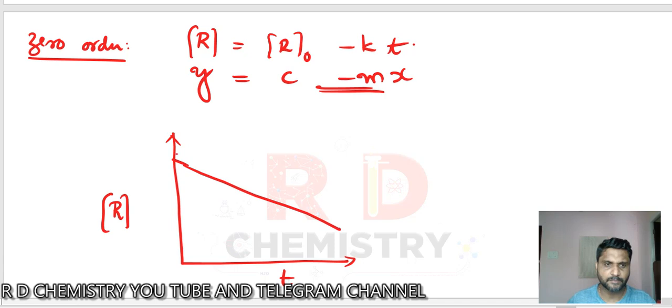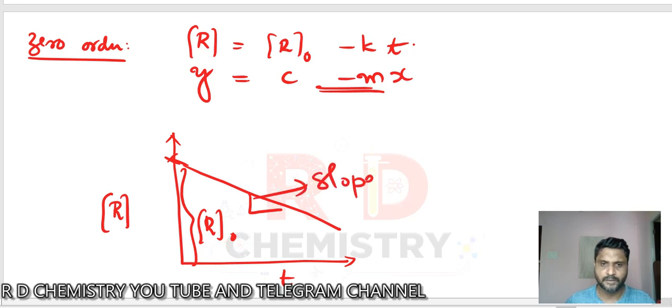Whatever this intercept is, this intercept is called R naught. Suppose I plot the graph and find out the slope. The slope is equal to minus m, which is equal to k here. So k is equal to minus m, or k is equal to minus slope. Or the other way around, slope is equal to minus k.